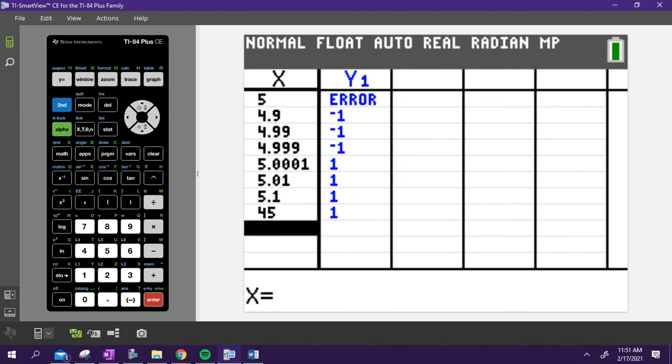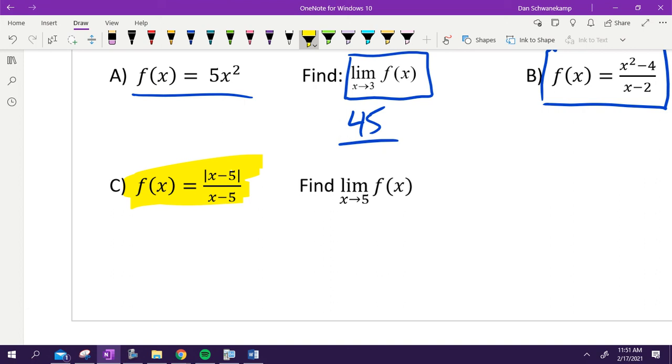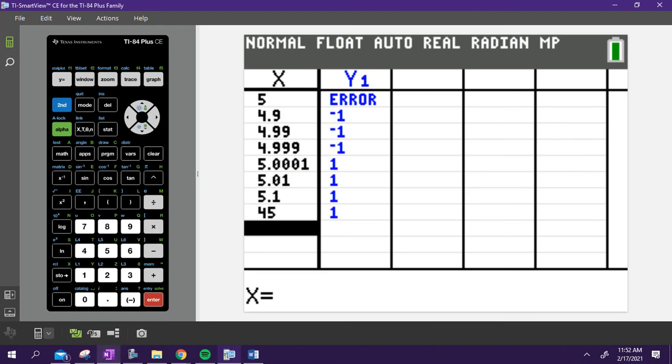What is the limit as x approaches 5 here? Show me with your fingers. What is the limit as x approaches 5? Are you approaching the same number from both sides? No, so the limit does not exist. It doesn't exist here, and the whole reason for that is because those numbers are not approaching the same value from each side.